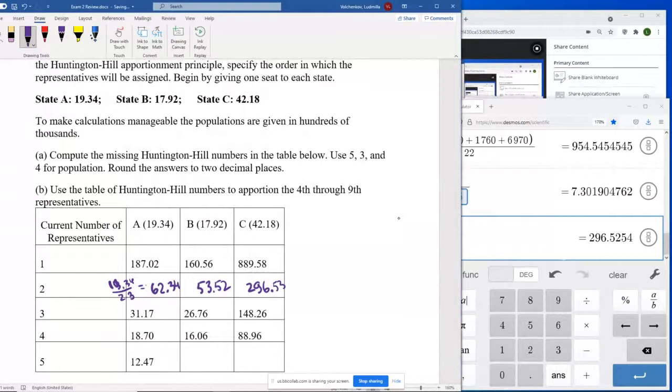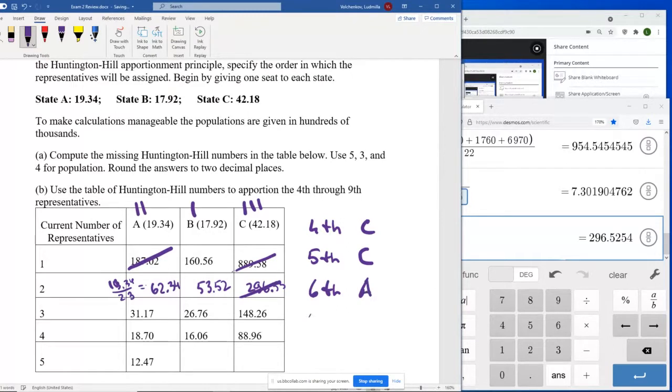So the first 3 representatives are given. We start at the first, second, and third are given. So the fourth will be assigned based on the table. The greatest Huntington-Hill number is 889. So the fourth goes to C. Fifth, the next greatest Huntington-Hill number is 296. So the next goes also to C. Sixth, we have 187, 160, and 148. 187 is the next greatest, so the sixth goes to A.